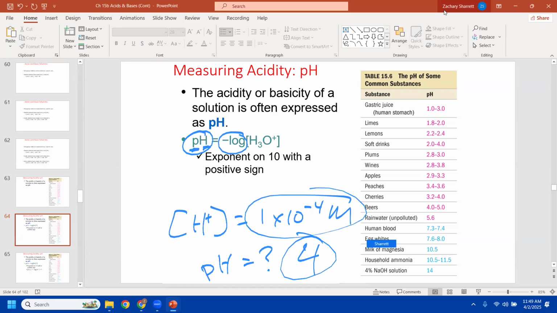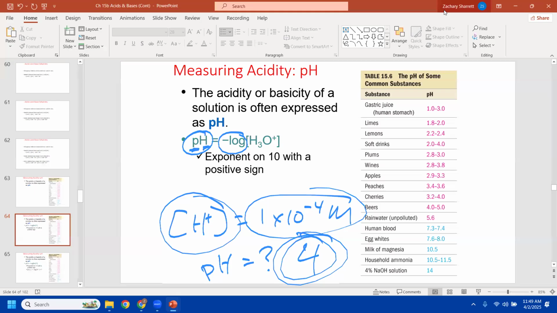Is this value larger than 1 times 10 to the negative 7th? Yes, it is. Remember, 1 times 10 to the negative 7th is neutral. 1 times 10 to the negative 4 is a larger value. Should the H plus be an acidic solution? Remember, we said less than 7. That is acidic. We feel confident about that.